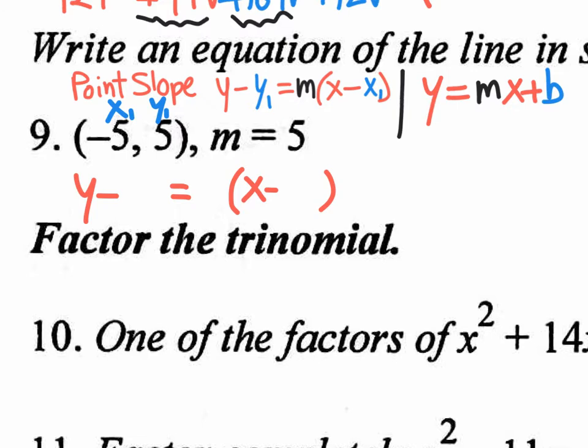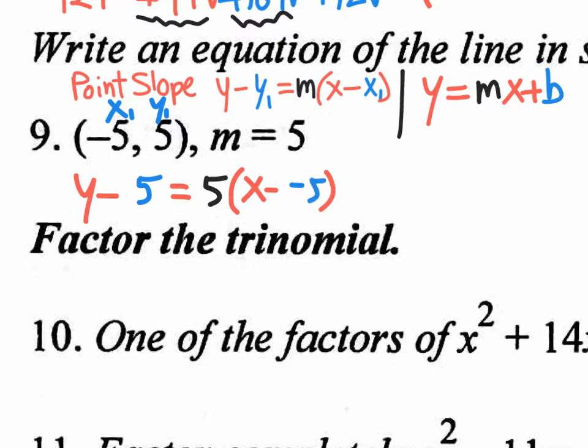Let me plug in my y1 value. My y1 value is what? 5. That's right, 5. What's my m value? Thank you, 5. And what's my x1 value? Negative 5. Okay, so you plug it in there exactly the way I did.